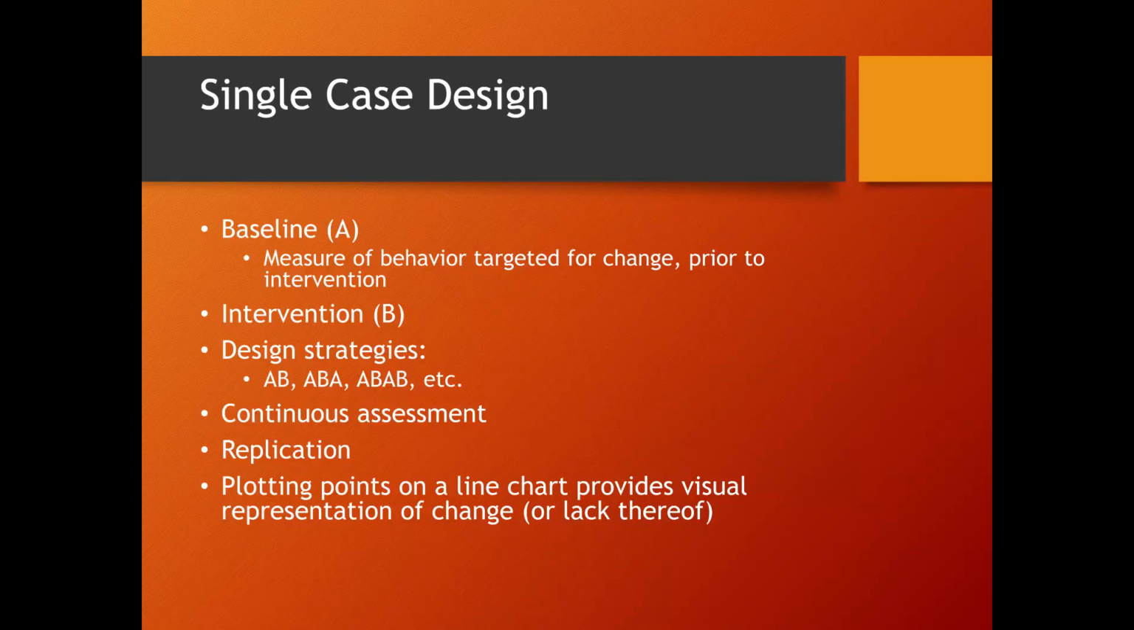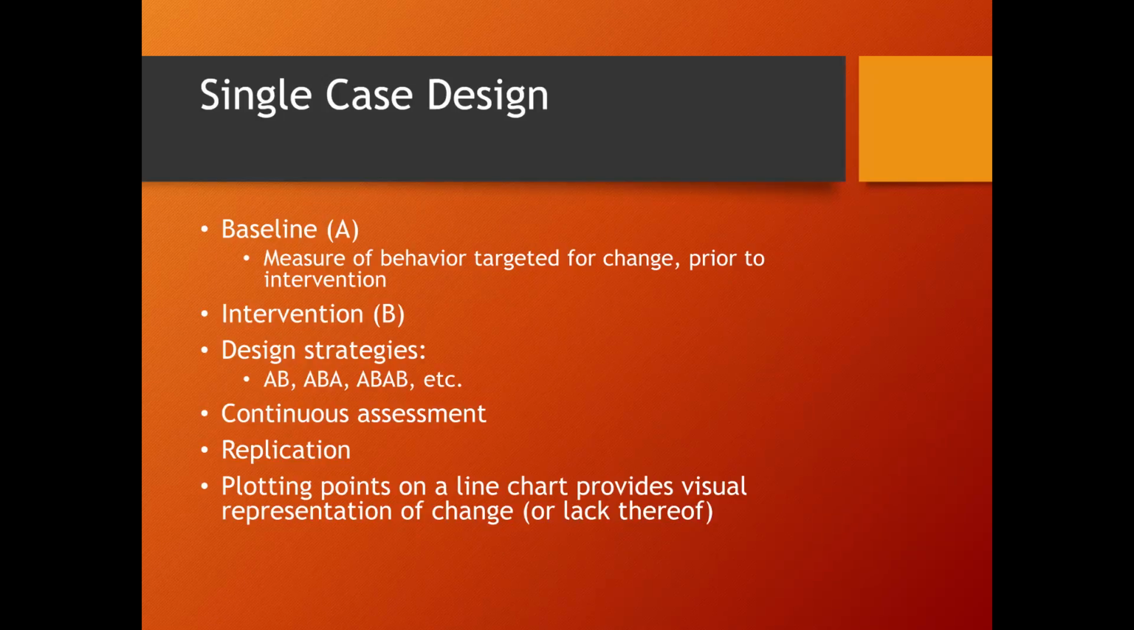For the baseline, we have a measure of behavior that's targeted for change. So we take whatever behavior that we want to see a change in, and we target that behavior. We measure it to see how things are before we apply an intervention. And so we designated that with the letter A.